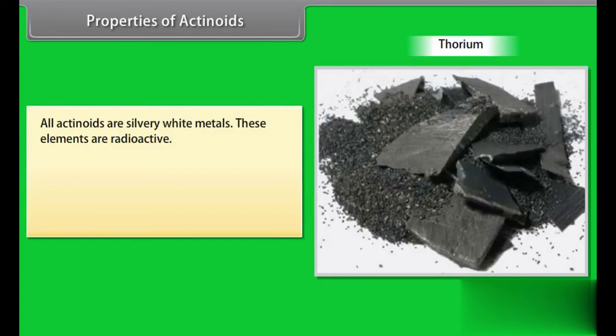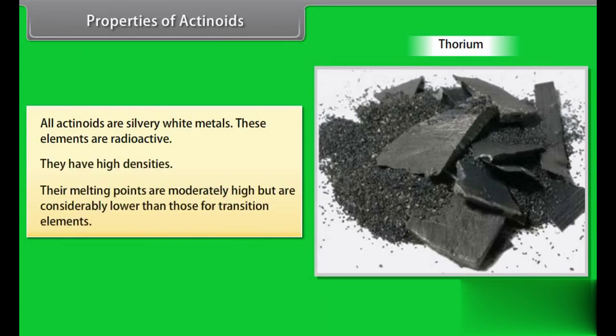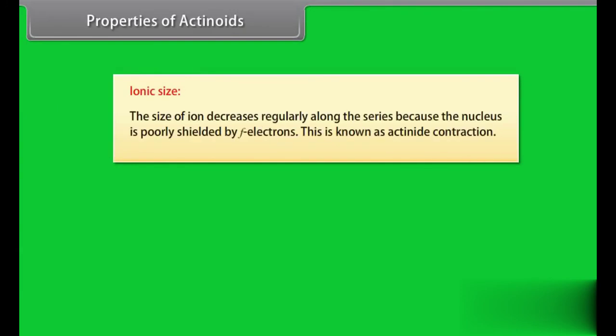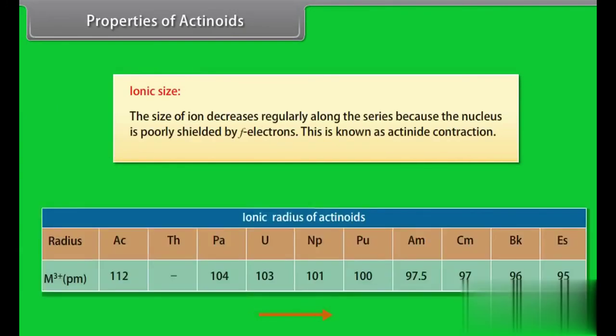These elements are radioactive. After uranium, all the elements are man-made. They have high densities. Their melting points are moderately high but are considerably lower than those for transition elements. Ionic size. The size of the ion decreases regularly along the series because the nucleus is poorly shielded by f electrons. This is known as actinoid contraction.